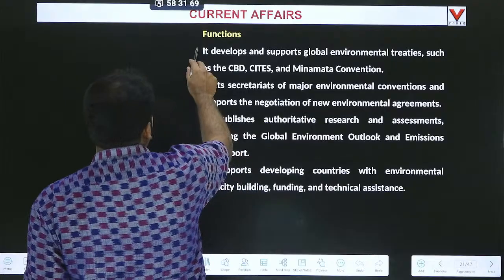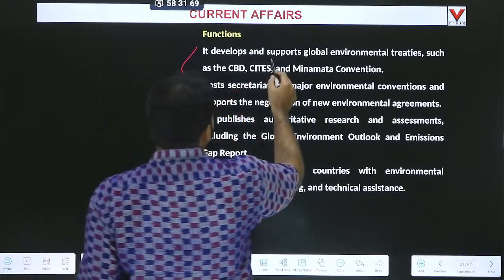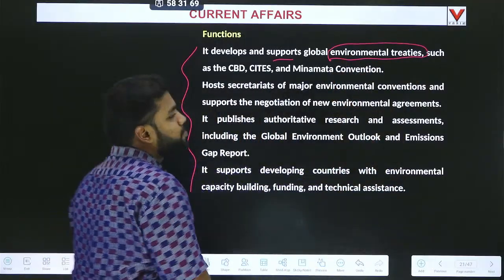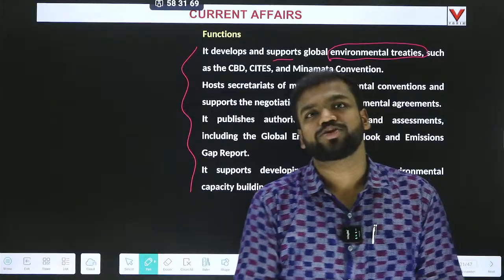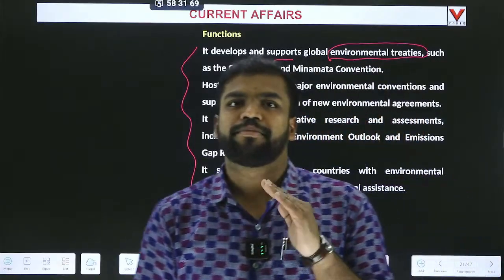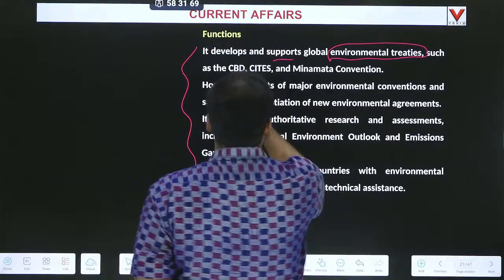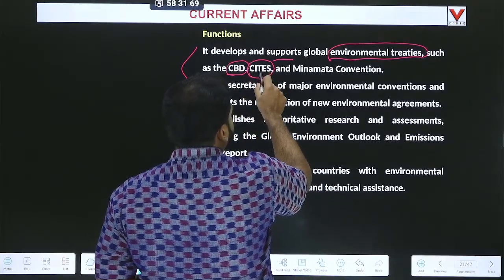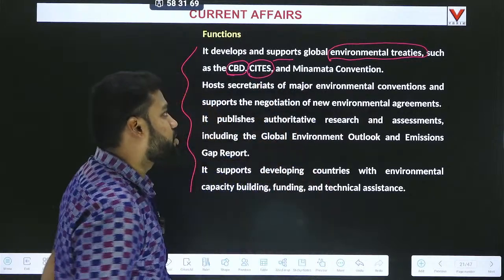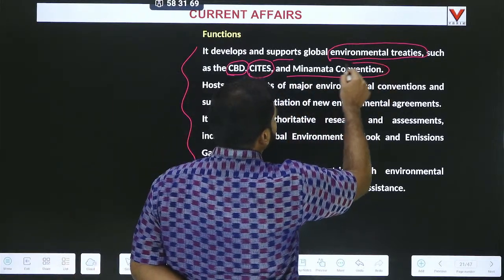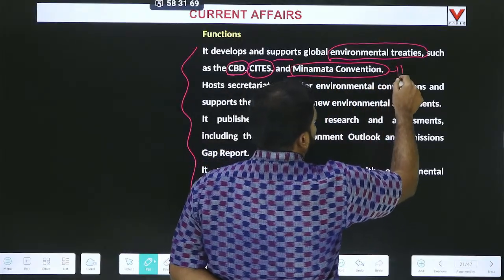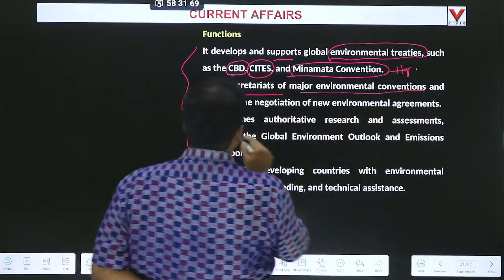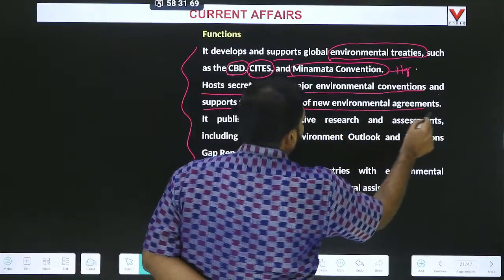Okay, what are the functions of UNEP? It develops and supports global environmental treaties. It's an important fact. Who supports and develops global environmental treaties? If this question comes, you have to mark UNEP, right? Such as CBD, that is Convention on Biological Diversity, CITES, the Convention on International Trade in Endangered Species of Wild Fauna and Flora, and the Minamata Convention. It is related to what? Mercury, Minamata Convention, right? It hosts secretariats of major environmental conventions and supports the negotiation of new environmental agreements.